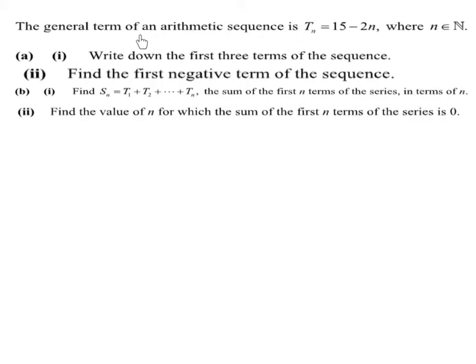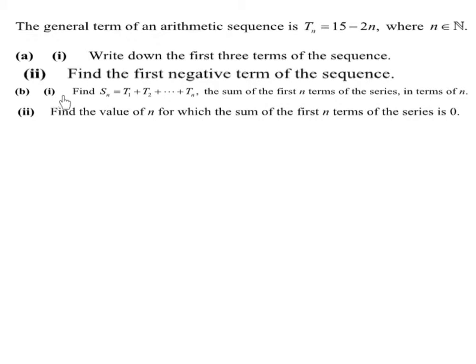The general term of an arithmetic or linear sequence is Tn equals 15 minus 2n, where n is an element of N. So N is the natural number set, which means it's a positive whole number. A, part 1. Write down the first three terms of the sequence. Part 2. Find the first negative term of the sequence.